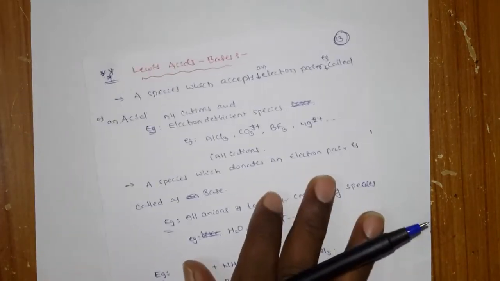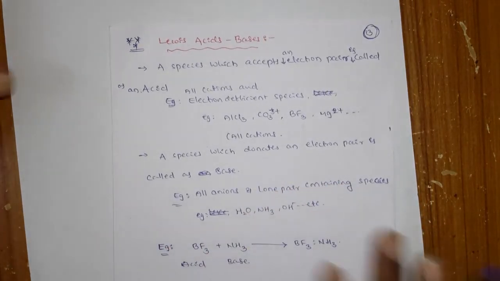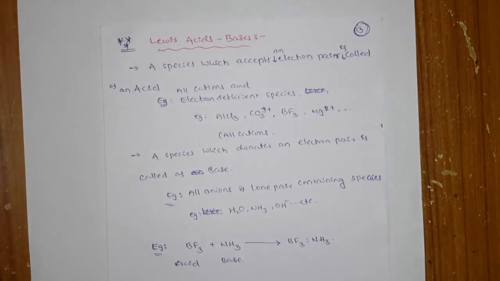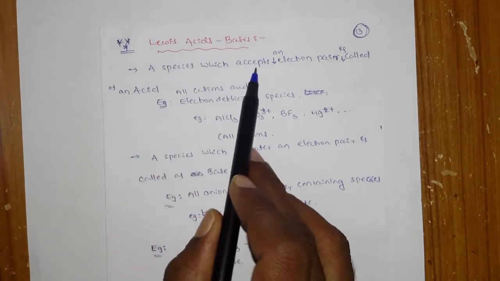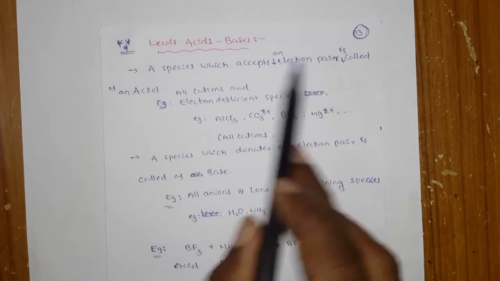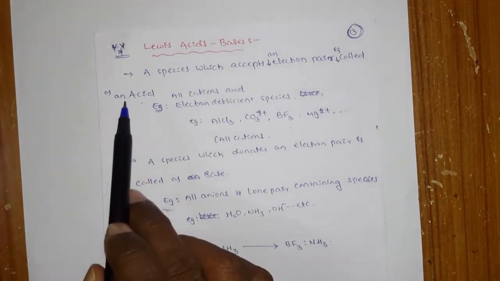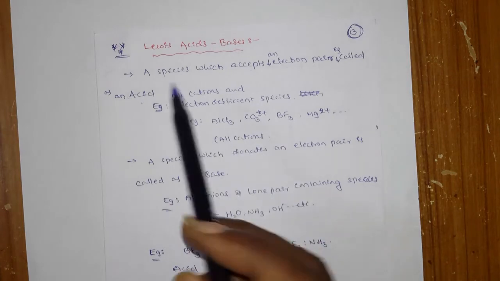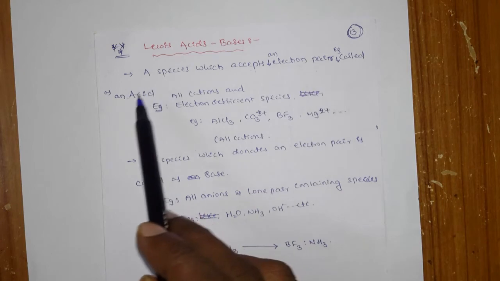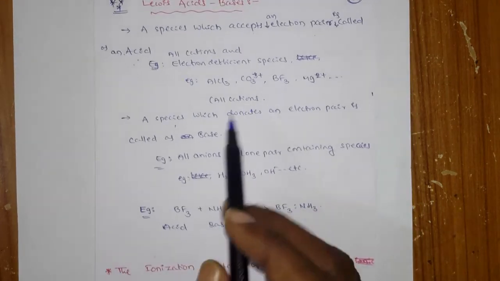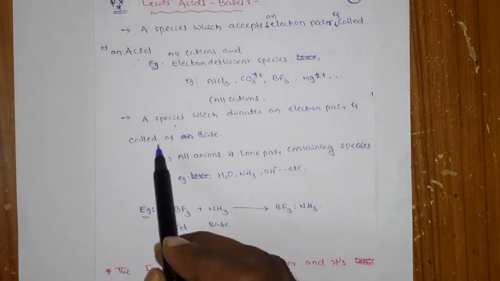Lewis theory. Okay, so according to the Lewis theory, acids and bases are very simple. A species which accepts an electron pair is called an acid. ఇందాక ఏం చెప్పాను, ప్రోటాన్ డోనార్, ప్రోటాన్ యాక్సెప్టార్ అన్న. బట్ హియర్ వీఆర్ టాకింగ్ అబౌట్ ద ఎలక్ట్రాన్స్. So whatever species accepts the electron pair, you call it an acid. And whatever species donates the electron pair is nothing but a base.